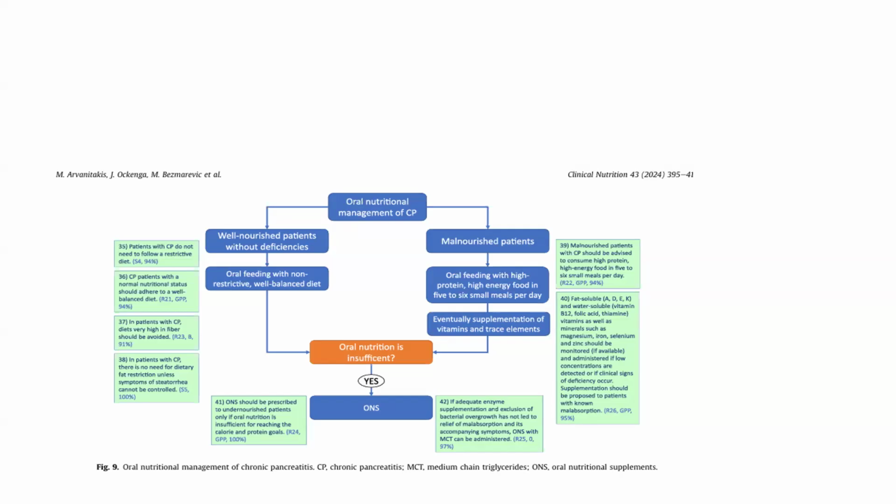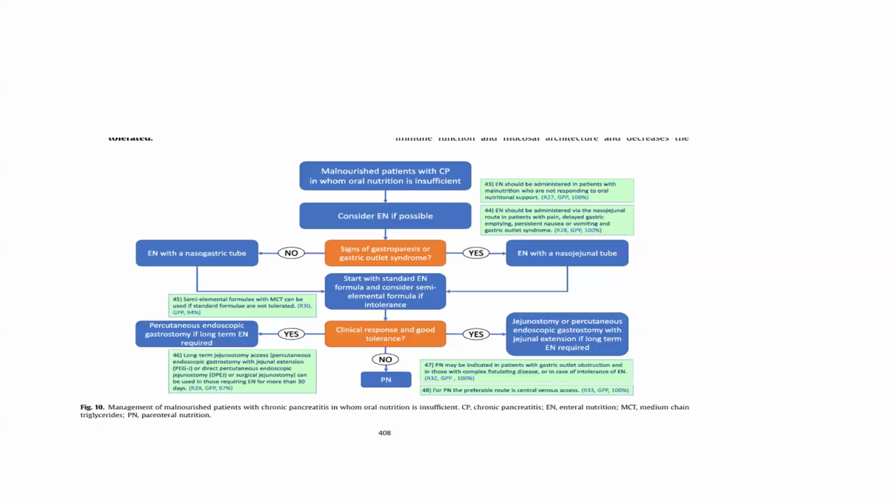If malnourished, then oral feeding with high protein, high energy food, 5 to 6 small meals per day should be given. Eventually, supplementation of vitamins and trace elements should be given. If oral nutrition is insufficient, then follow with oral nutritional supplement. So, in a malnourished patient with chronic pancreatitis in whom oral nutrition is insufficient, consider enteral nutrition if possible. But if signs of gastroparesis and gastric outlet obstruction are there, then go for enteral nutrition with the nasojejunal tube.